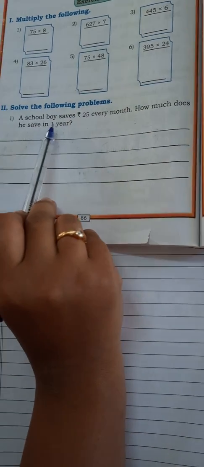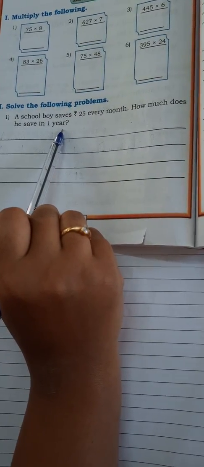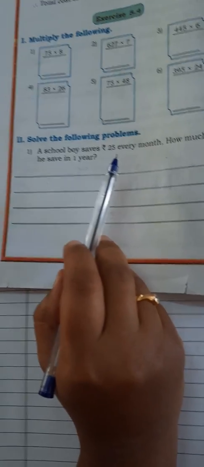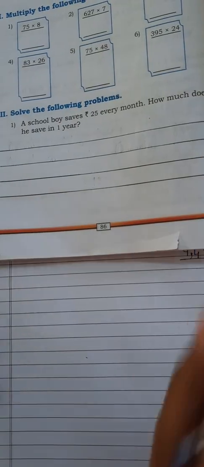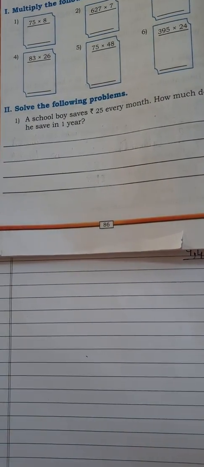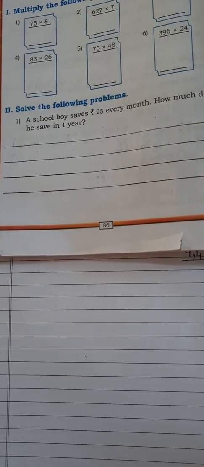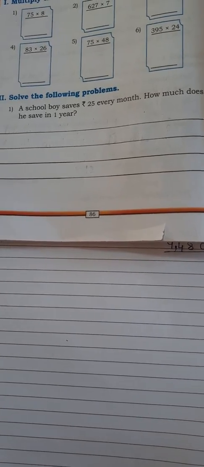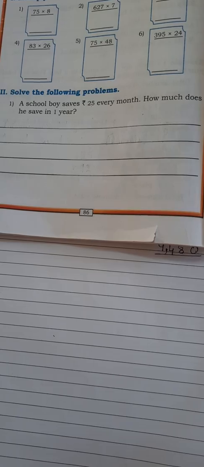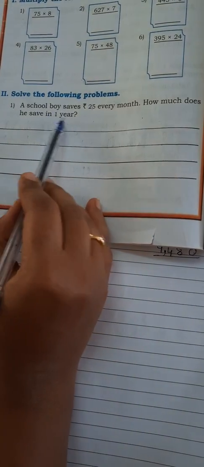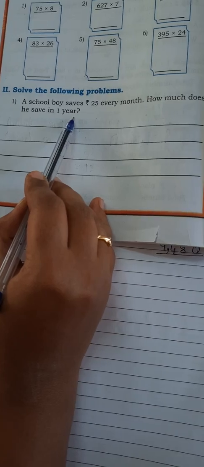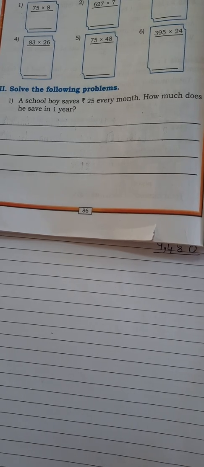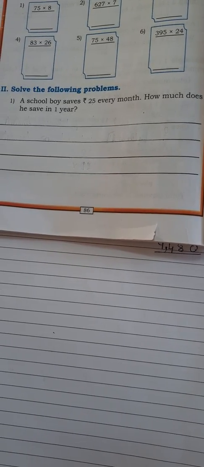How much does he save in 1 year? Means what, teacher? 1 year means how many months are there? 12 months are there. So how to write? See, children, 1 month 25 rupees. Second month again 25. Third month again 25. Fourth month again 25. Every month 25, 25, 25 rupees. How many months are there in 1 year? 12 months are there. So 12 months, 25, 25, 25, 25. 12 times you can write. Yes, you can write, but you can add 12 times. It will take time. Yes or no?